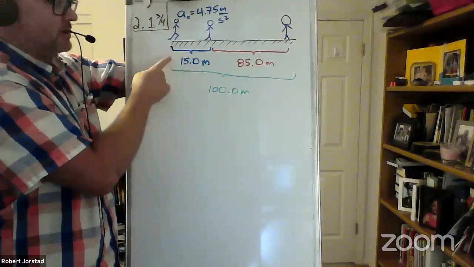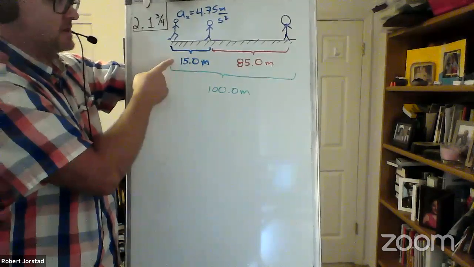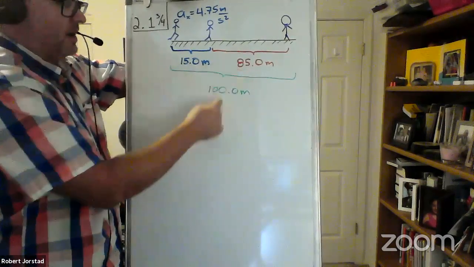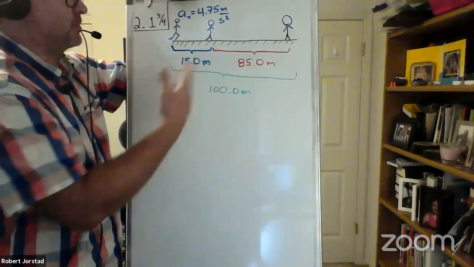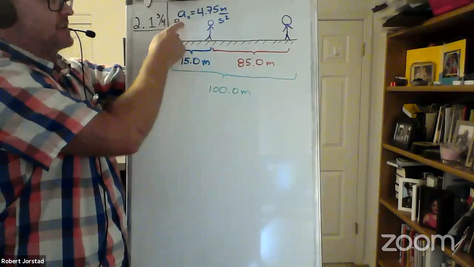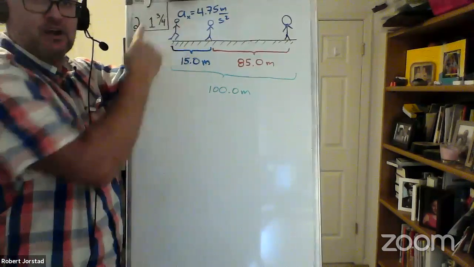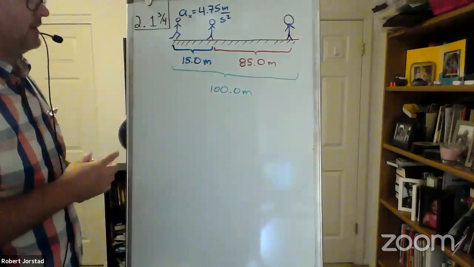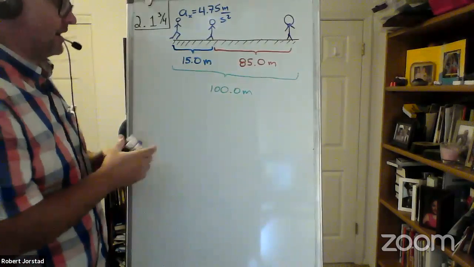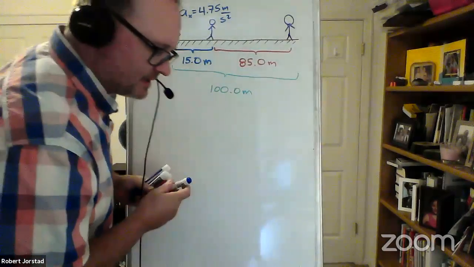They said the first portion of the race was 15 meters. And then I said, well, 100 minus 15, that should be 85 to get the last portion of the race. Finally, they said they accelerated at this rate for the first portion of the race. Now, there's probably some more information there. We probably know, let's see.